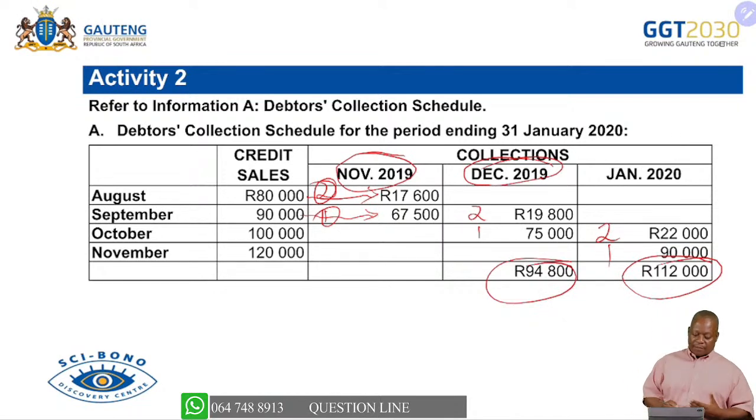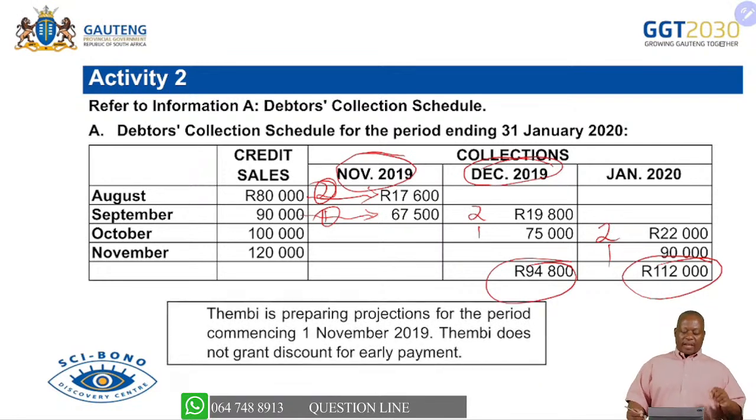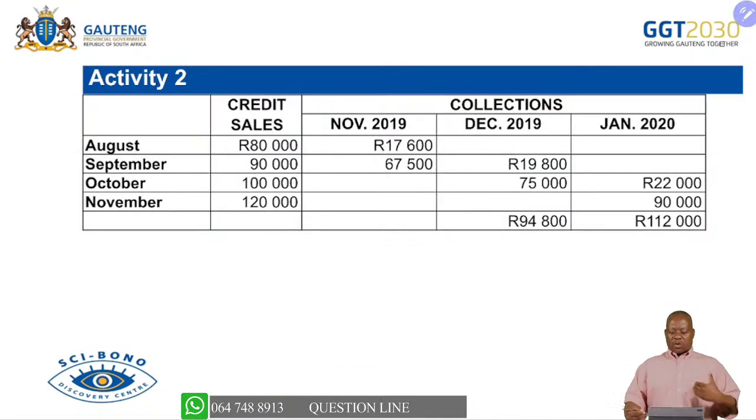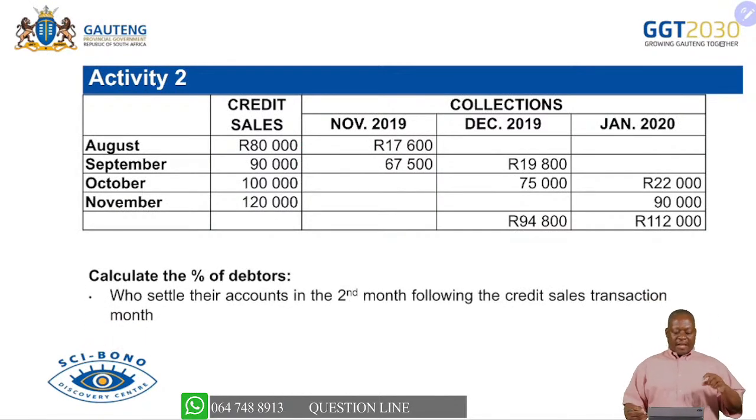Now, let's check. What are they expecting us to do with this information? So they are asking us to say, Thembi is preparing projections for the period commencing in November. Thembi does not grant any discounts for early payments. So what does Thembi want us to do here? They're saying calculate the percentage of debtors who settle the account in the second month.